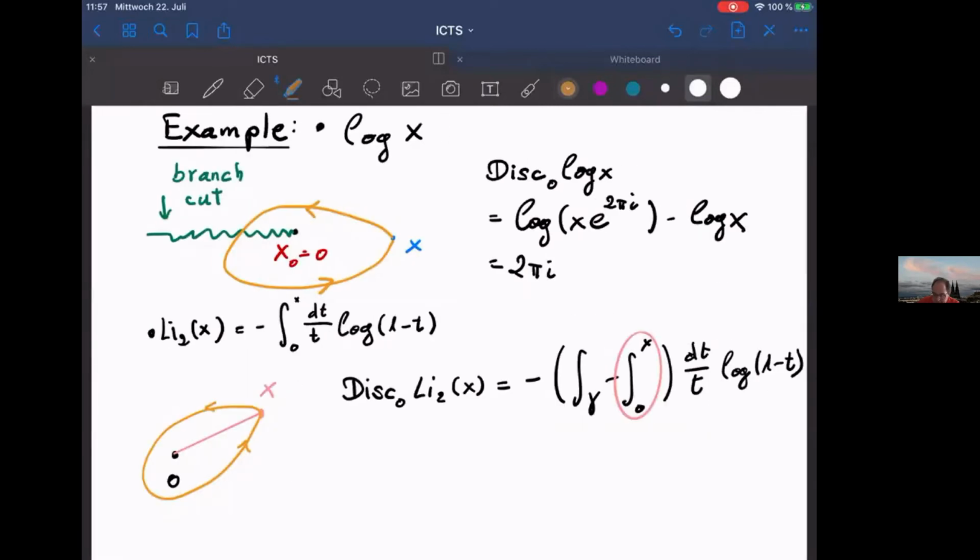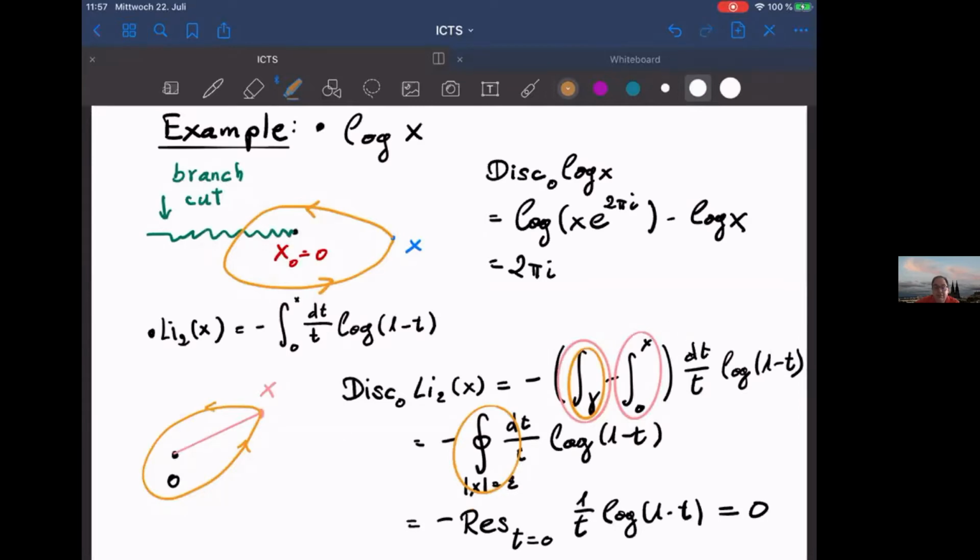by integrating along, well, the original path is 0 to x, and the new path is actually 0 to x, and then you go along the yellow path. So it's the two things combined. The difference is, of course, that the contribution from the straight line 0 to x goes away, and we're just left with the integral along this yellow circle, which is nothing but the residue at t equals 0. There's indeed a simple pole at t equals 0, but log(1 minus t) vanishes at t equals 0, so the residue is 0. So the discontinuity of the dilogarithm around 0 is 0.